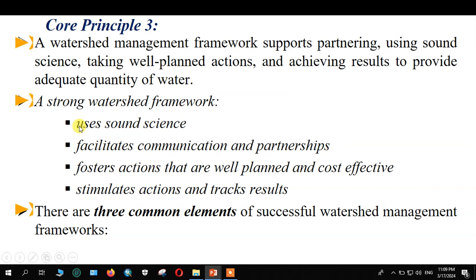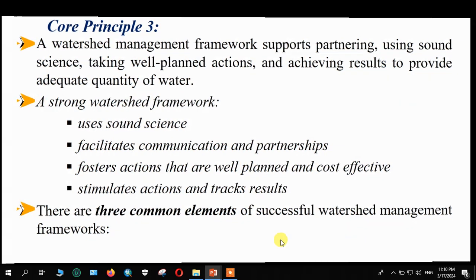It uses sound science, facilitates communication and partnership, fosters actions that are well planned and cost effective, stimulates actions and tracks results. These strong watershed frameworks must include these four key points. There are three common elements of successful watershed management frameworks.